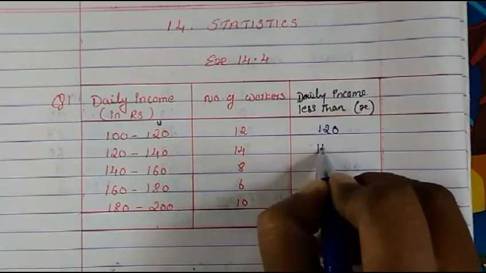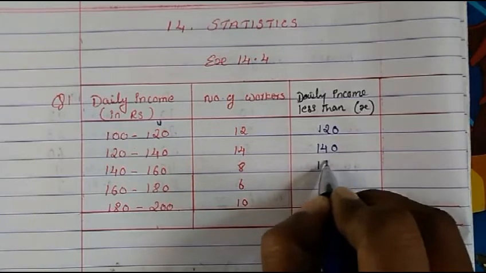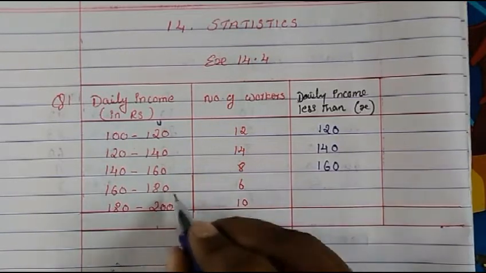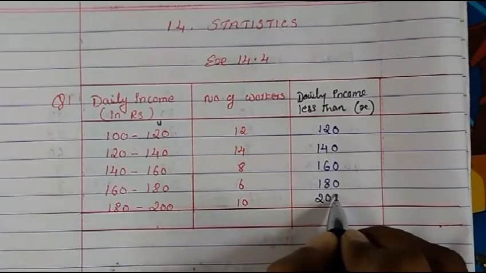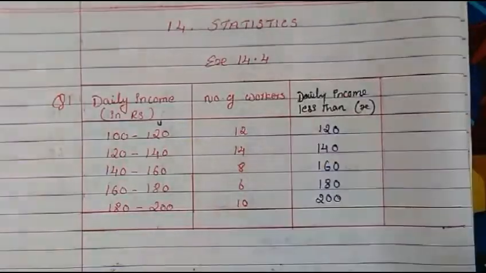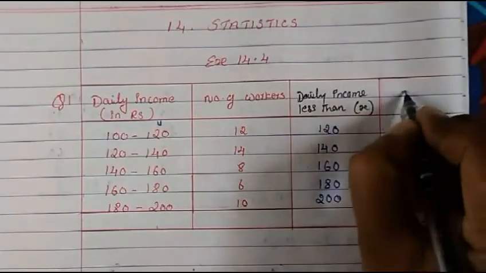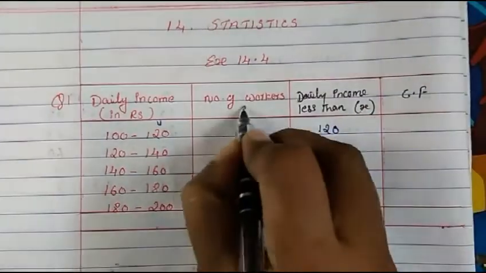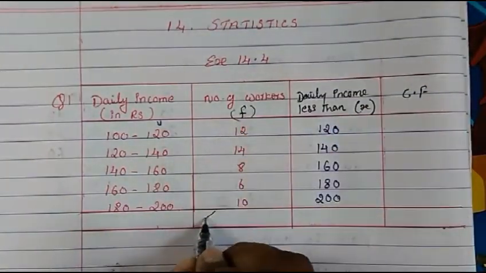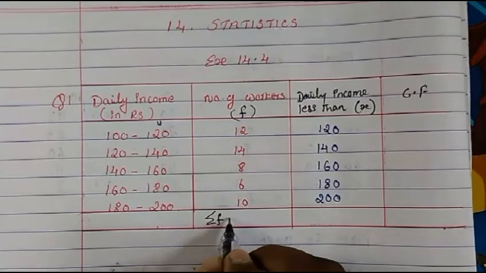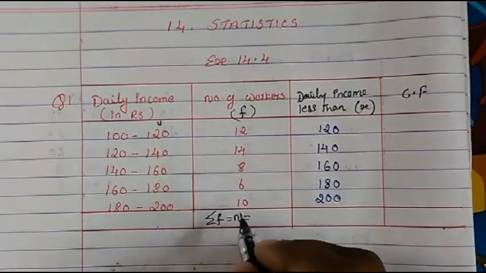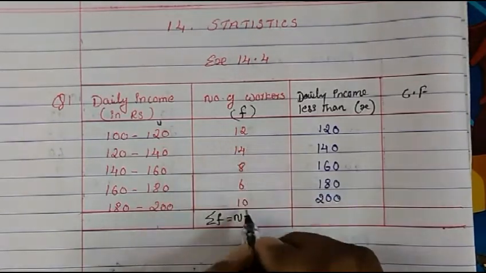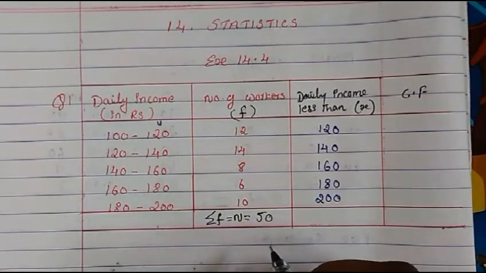Here less than 140. Here less than 160. Here less than 180. Here it should be less than 200. Okay. So now next you have to prepare cumulative frequency. So this is our frequency. So sum of f, frequency, or capital N is the same. So how much? 50 workers it is given to us, right? So if you total also it will be 50.